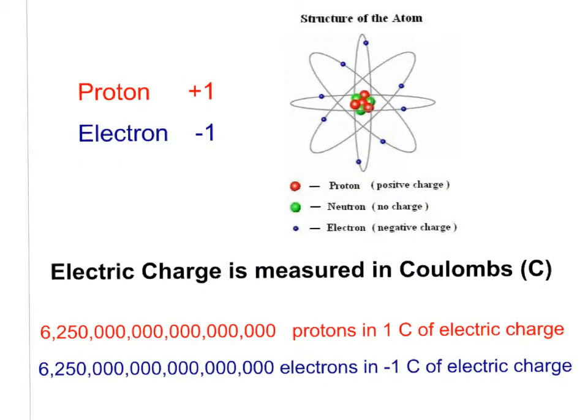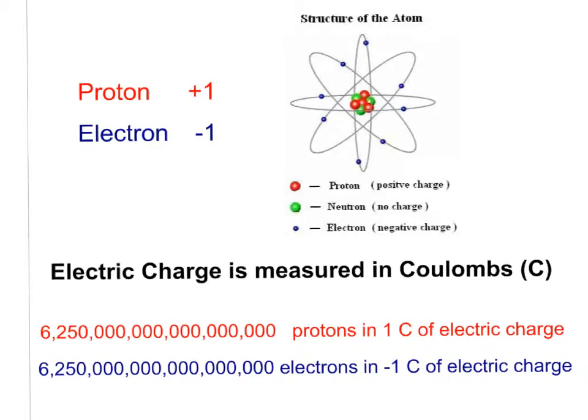As you remember from middle school science, all matter is made up of atoms. And these atoms are composed of protons, neutrons, and electrons. The protons have a +1 electrical charge. Electrons each have a -1 electrical charge. Neutrons have no charge, they're neutral.